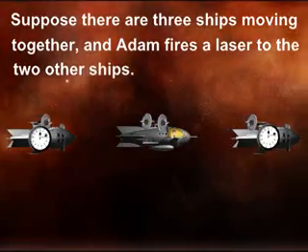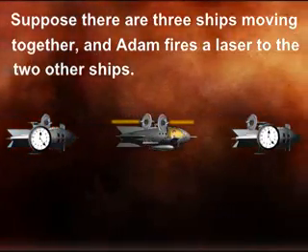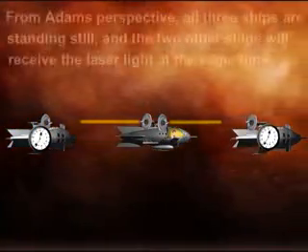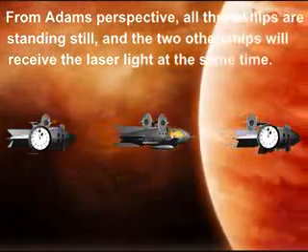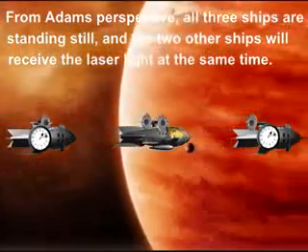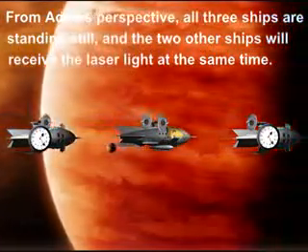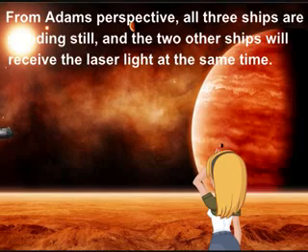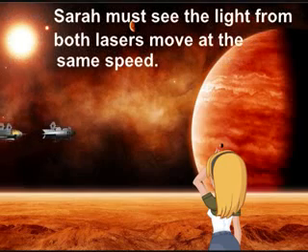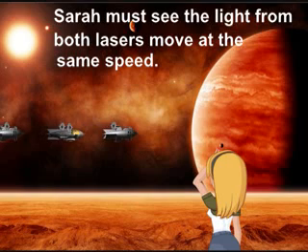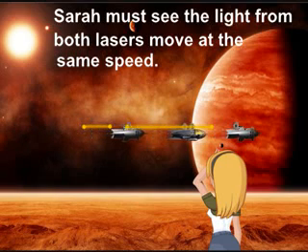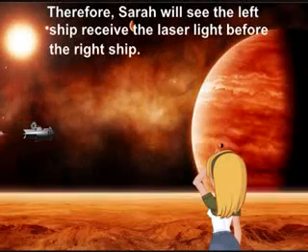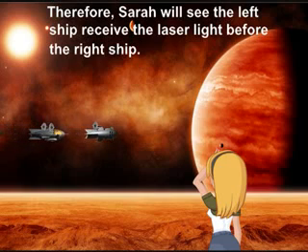Suppose there are 3 ships moving together, and Adam fires a laser to the 2 other ships. From Adam's perspective, all 3 ships are standing still, and the 2 other ships will receive the laser light at the same time. Sarah sees the light from both lasers move at the same speed. Therefore, Sarah will see the left ship receive the laser light before the right ship.